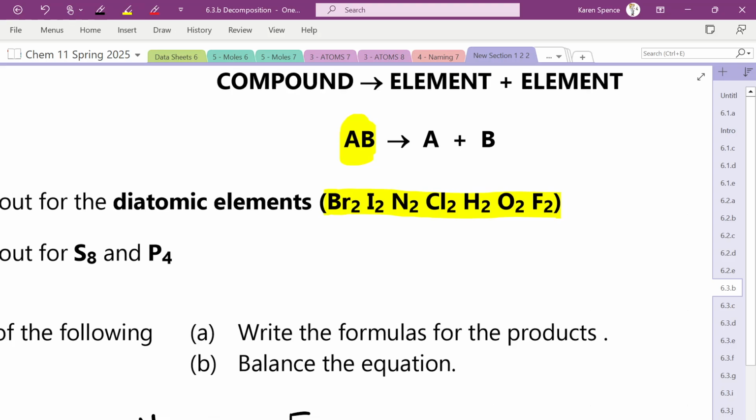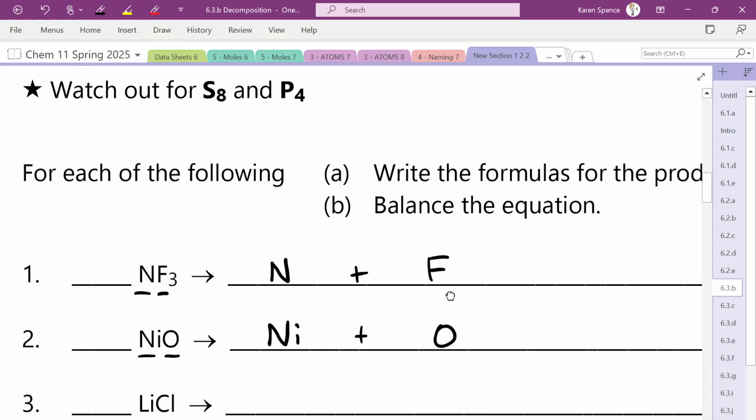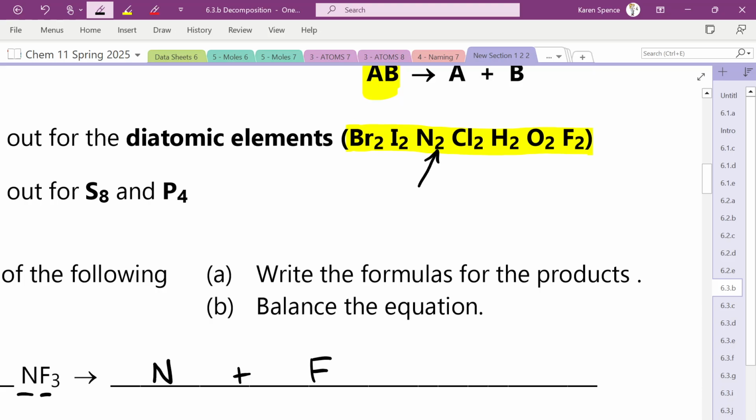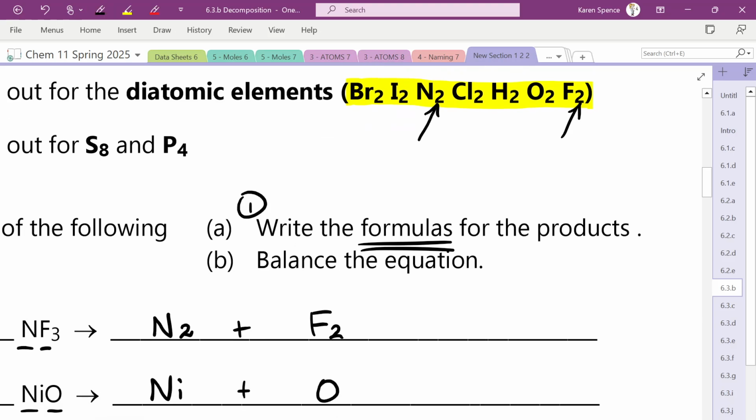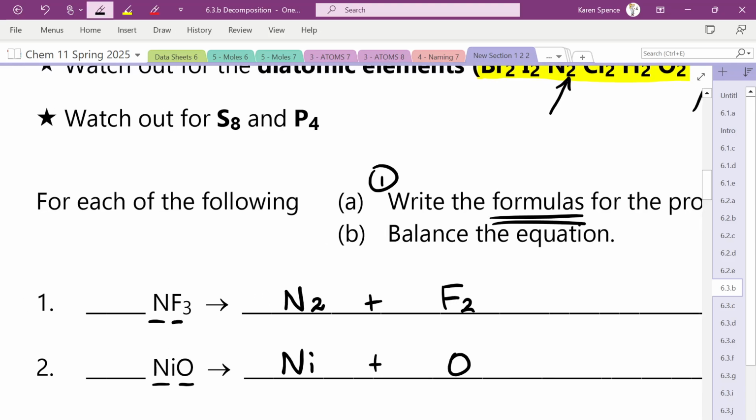So, back to this. It would be incorrect to write N because N is diatomic. So we need to write N2. It would be incorrect to write F, so we need to write F2. Okay? So the first thing, number 1, is we write the formulas. Only after we have written the formulas do we balance the equation. Okay? So now that we have the actual correct formulas, we can balance the equation.